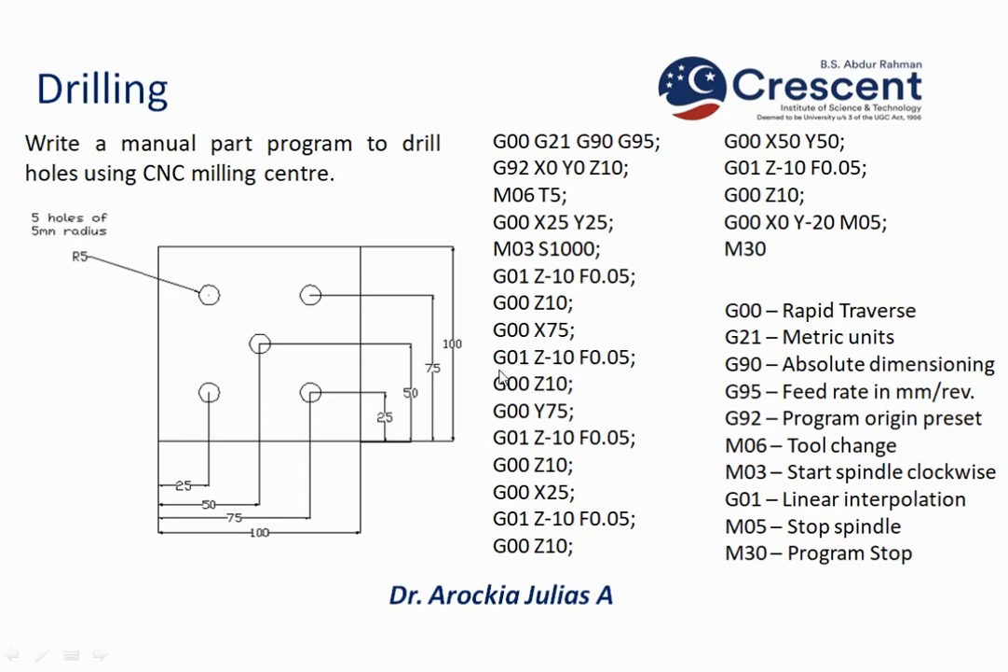We are going to repeat these two lines, two blocks again and again. G01 Z minus 10, feed 0.05. In the previous block we changed to rapid traverse, so if you change to rapid traverse, you have to define the feed again. If you are not changing, if you are using G01 continuously, then this feed is not necessary.